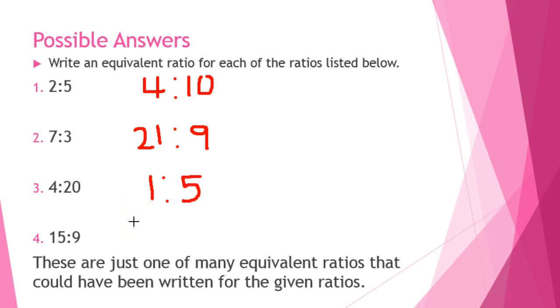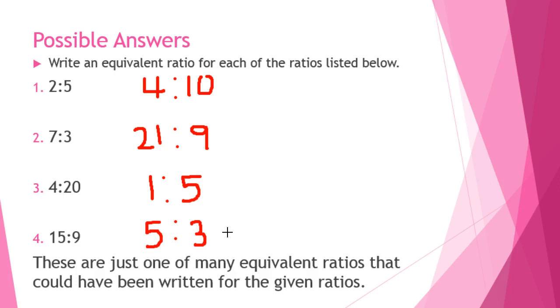Same thing with number 4. I'm going to divide both numbers by 3. So 15 divided by 3 gives me 5. And 9 divided by 3 gives me 3. So 5 to 3 is an equivalent ratio of 15 to 9.